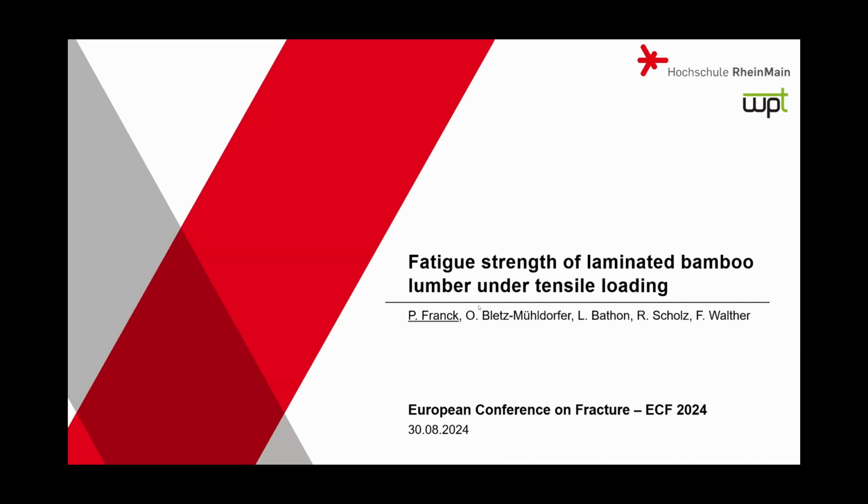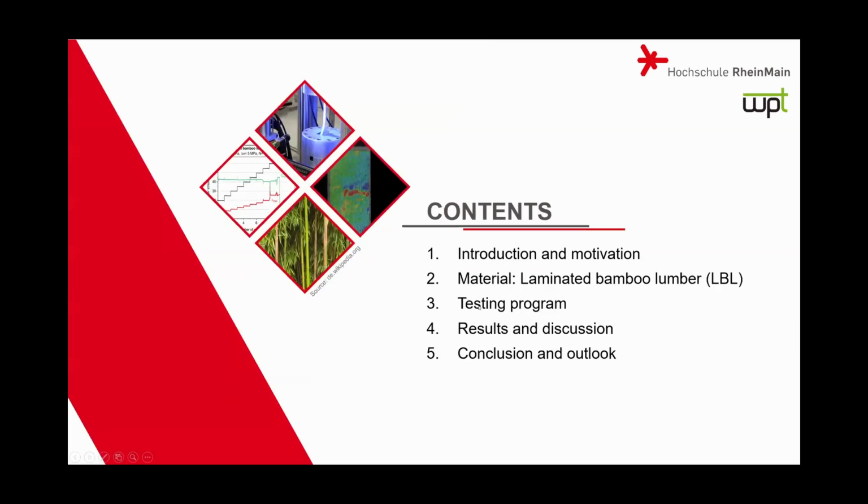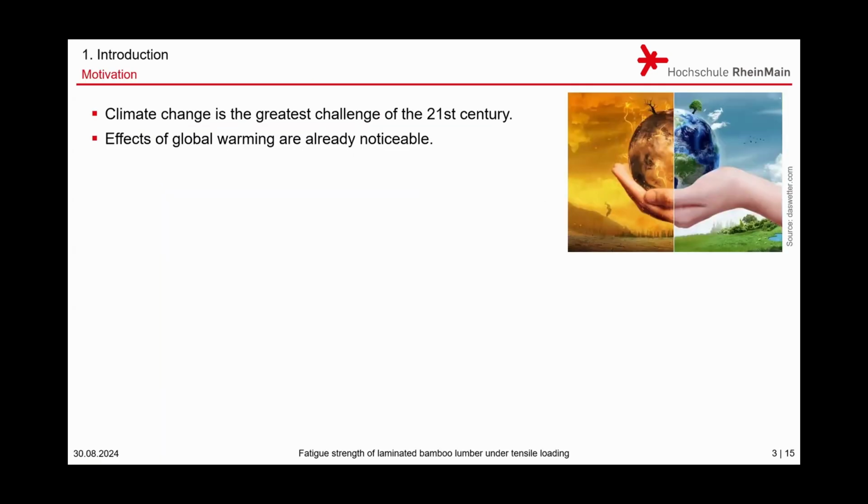I want to start with the structure of my presentation, the table of contents. First, I want to give you a short introduction and talk about the motivation. Why are we testing bamboo? Then I want to continue with the material bamboo as well as laminated bamboo lumber, so the engineered bamboo product. And then I'm going to talk about the testing program and continue with the results and discussion. And at the end, I'm going to give a short conclusion and outlook to further work. So let's start with the motivation.